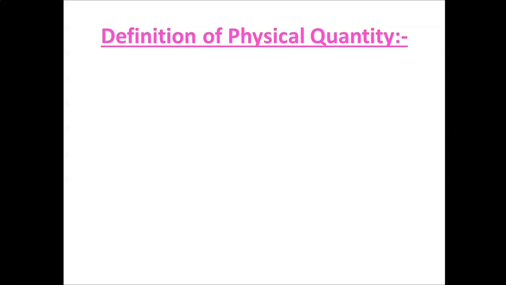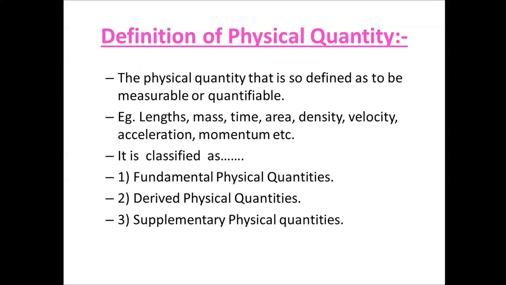Next, we will see the definition of physical quantities. What is a physical quantity? Physical quantity is defined as the quantity which is able to be measured, or quantifiable. It means countable. Examples: length, mass, time, area, density, velocity, acceleration, momentum, impulse, pressure, and so on. Physical quantities are classified as fundamental physical quantities, derived physical quantities, and last but not least, supplementary physical quantities. We will see one by one.